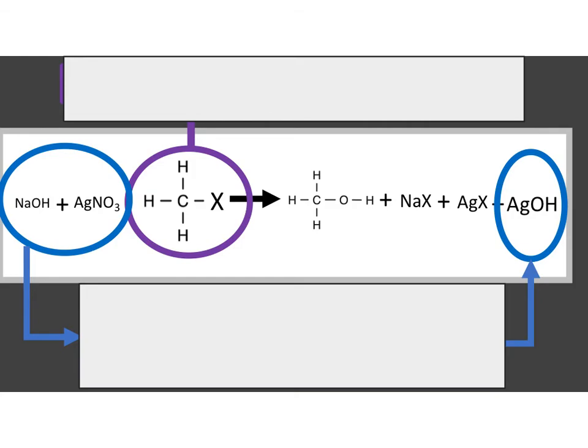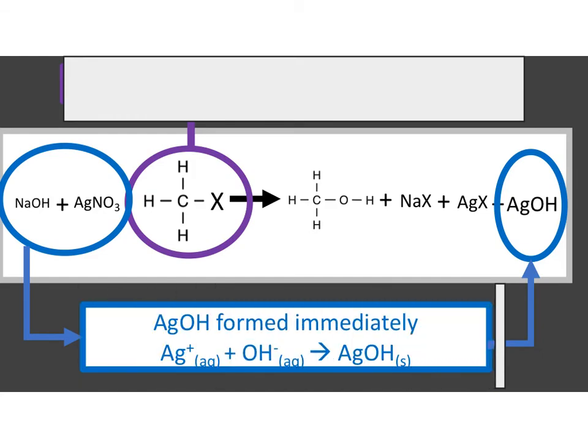So as soon as we add the silver nitrate, we will see a precipitate straight away of silver hydroxide, as the silver and hydroxide ions form silver hydroxide solid.